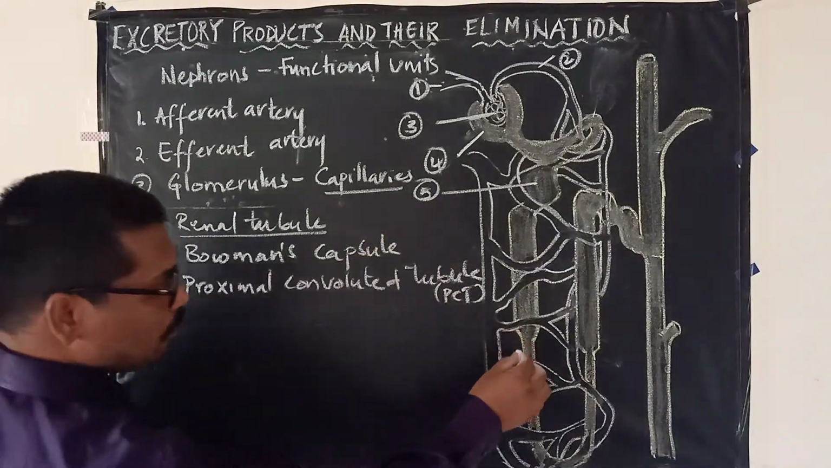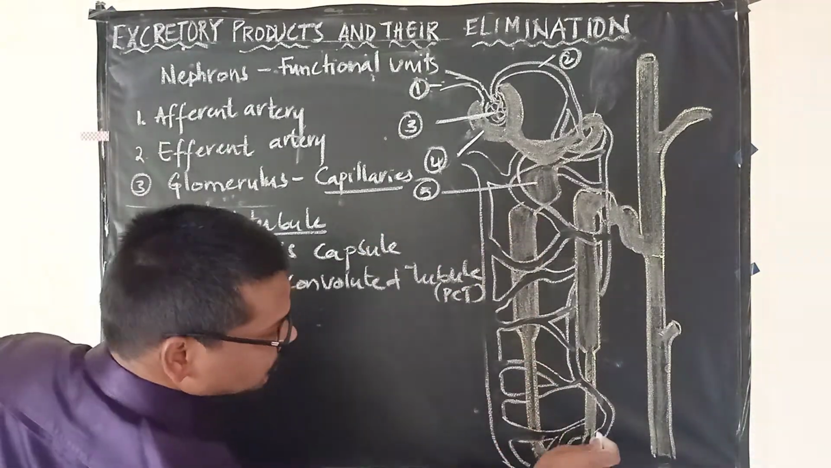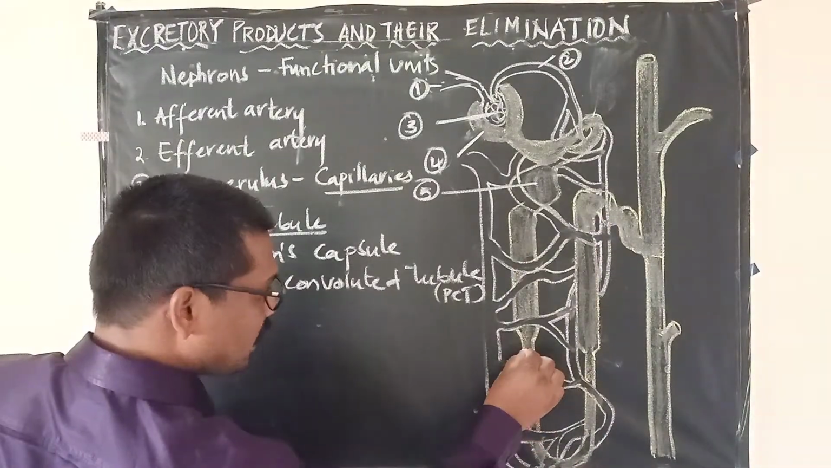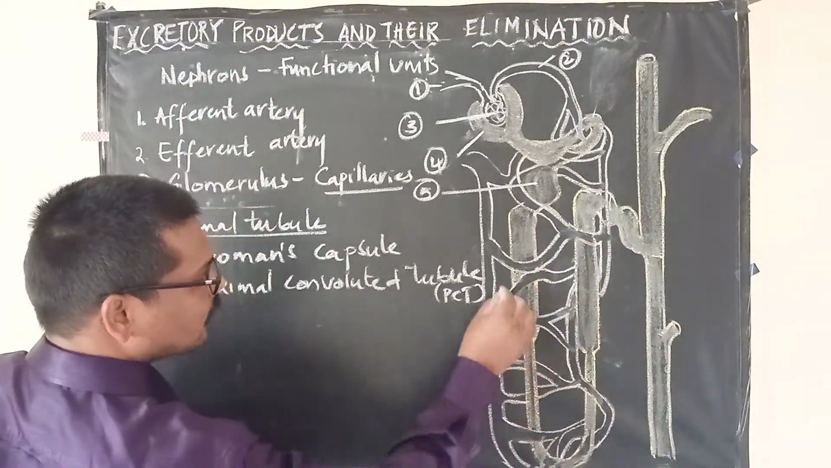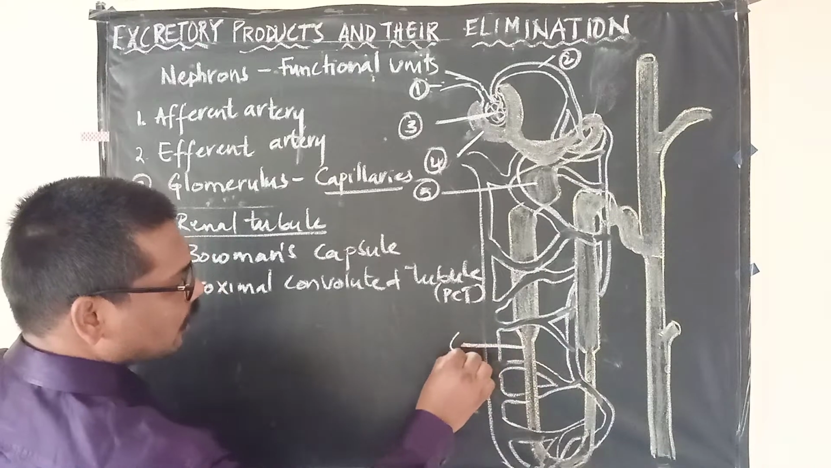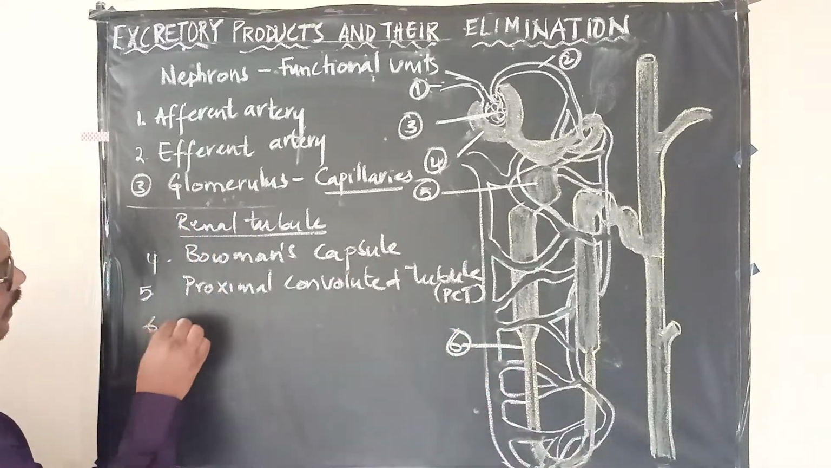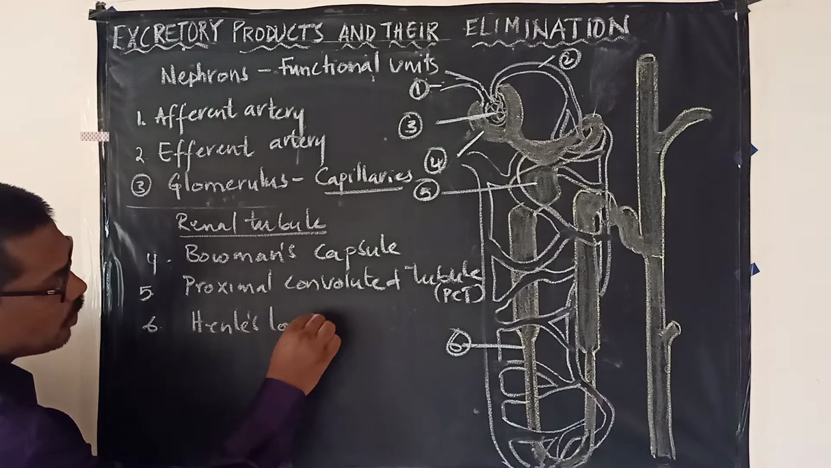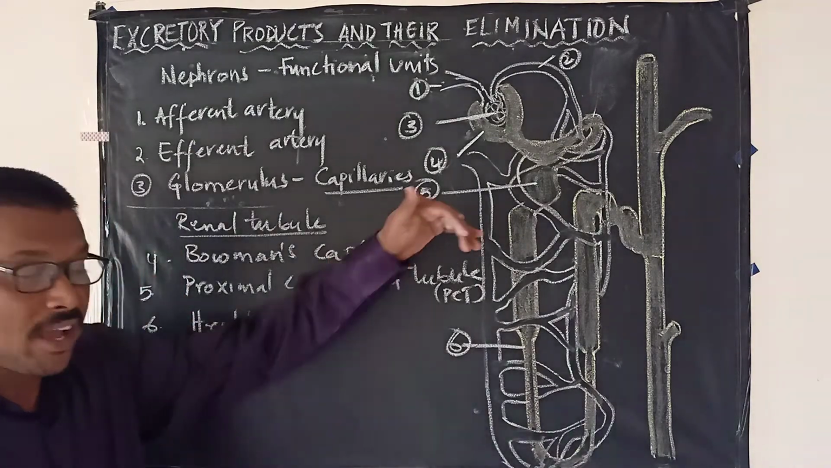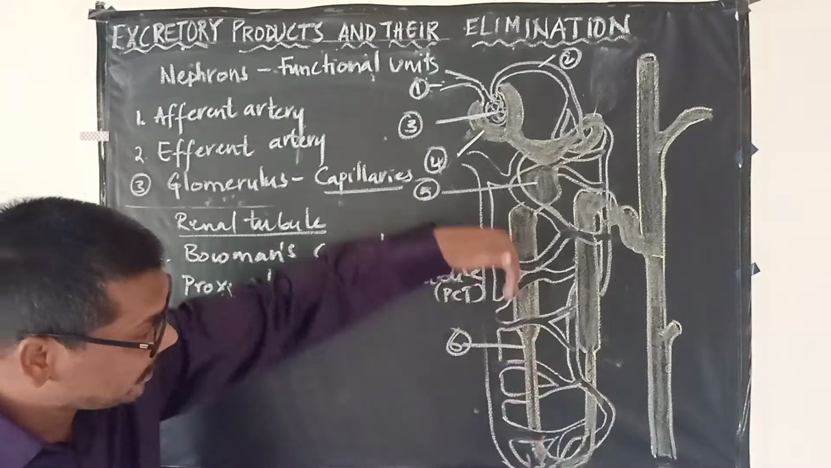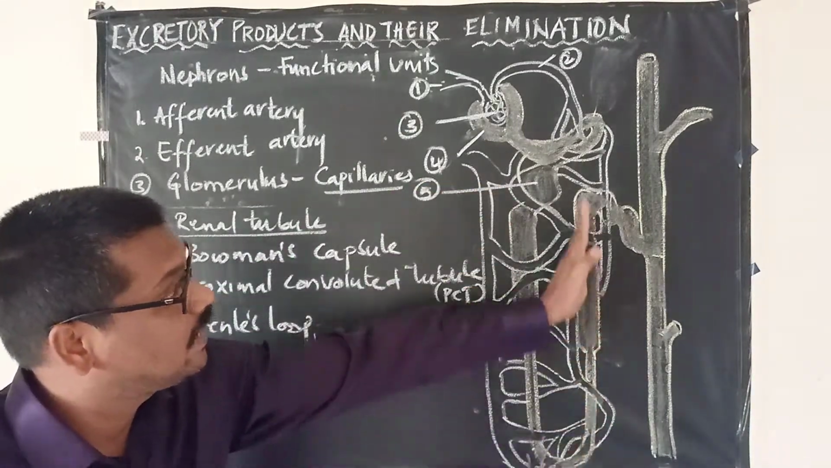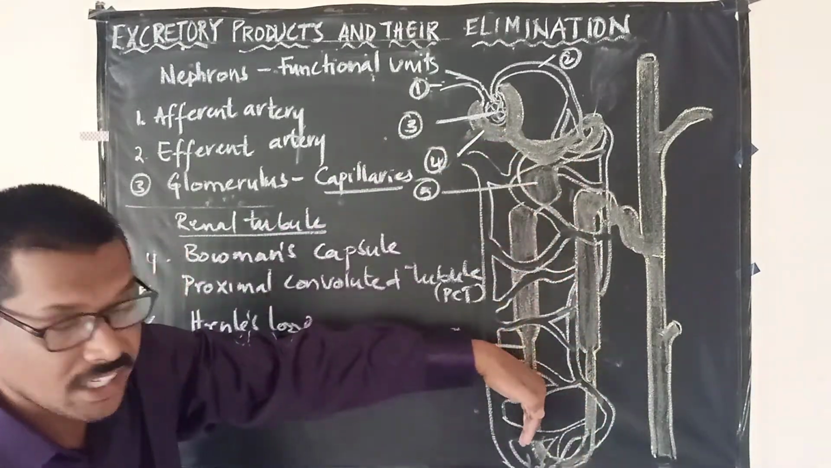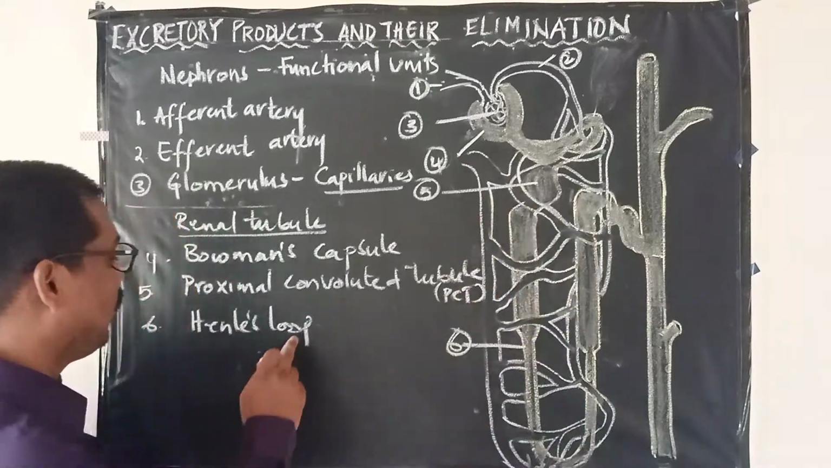And then followed by the descending limb and also the ascending limb. And both together we are calling it as what now? The sixth one, let us name this as the Henle's loop. So here you have to remember Henle's loop is having what? The descending Henle's loop and the ascending Henle's loop.